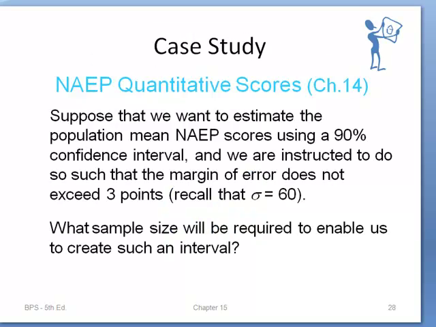So let's take a look at this example again of the NAEP quantitative scores from Chapter 14. We want to use a 90% confidence interval, but we want to do it in such a way that the margin of error is no greater than 3 points. In that problem, recall that the population standard deviation was 60. We need to calculate the sample size that will be required in order that we get this 90% confidence interval with a margin of error no greater than 3 points.